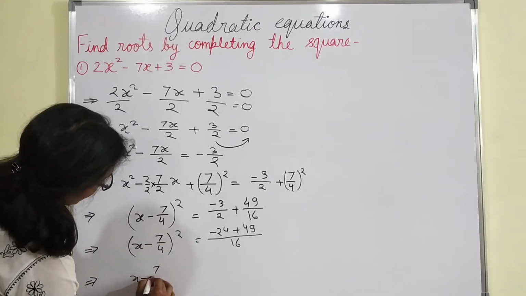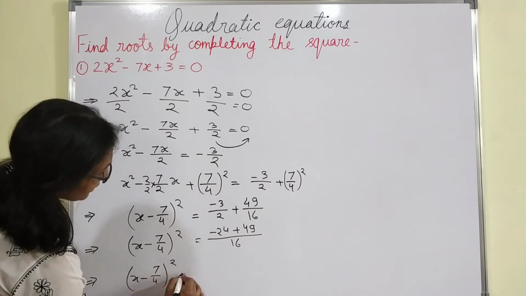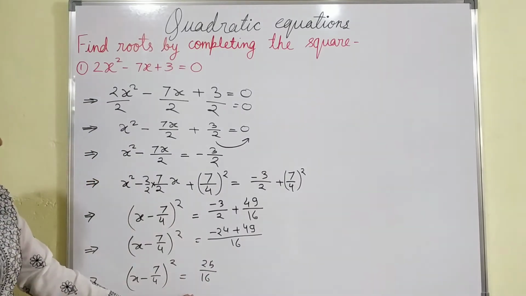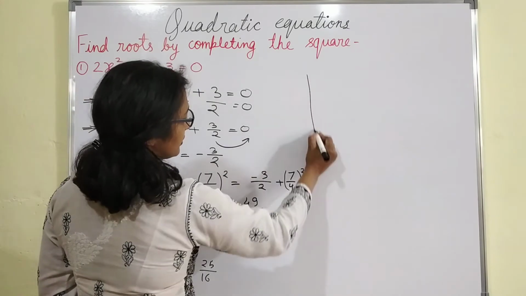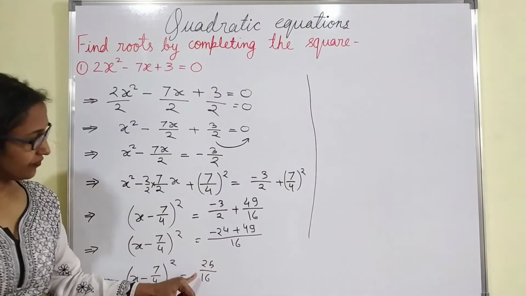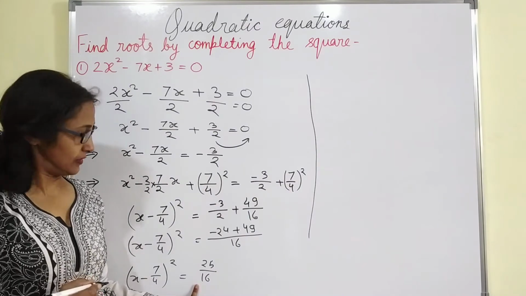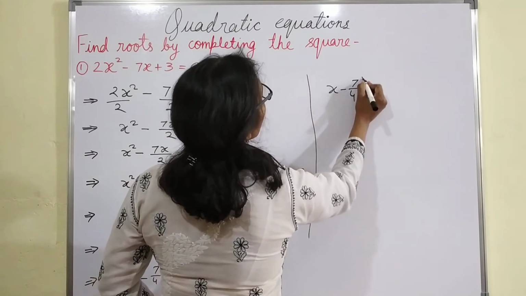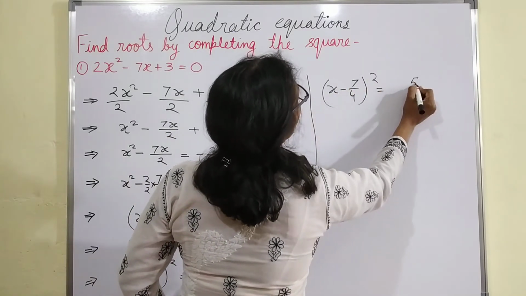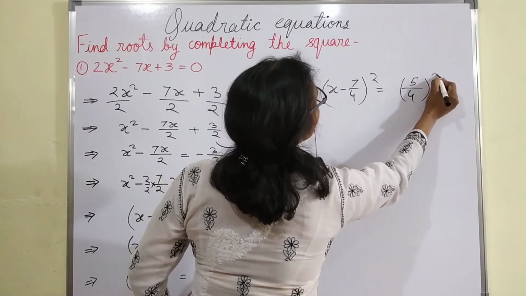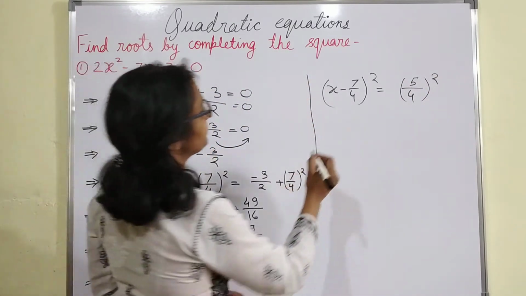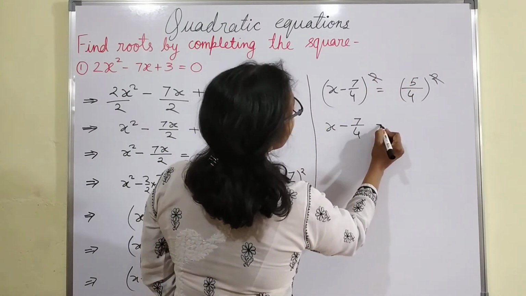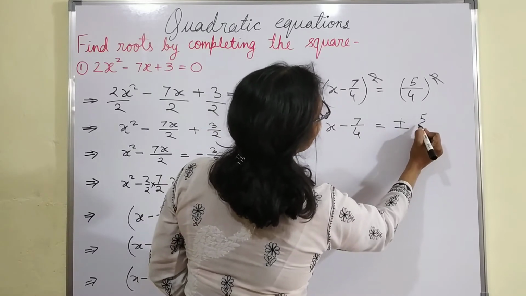So x minus 7 upon 4 whole square equals 25 upon 16. Now I can write 25 upon 16 as 5 upon 4 whole square. So x minus 7 upon 4 whole square equals 5 upon 4 whole square. These two squares will be cancelled. So x minus 7 upon 4 equals plus minus 5 upon 4.